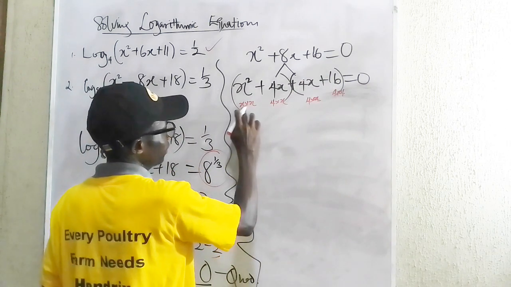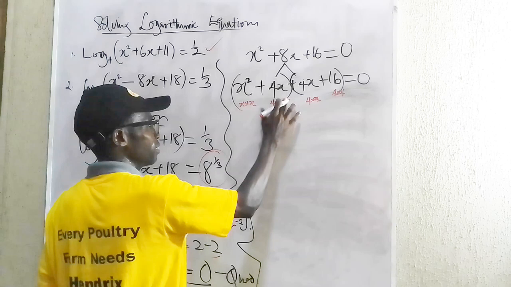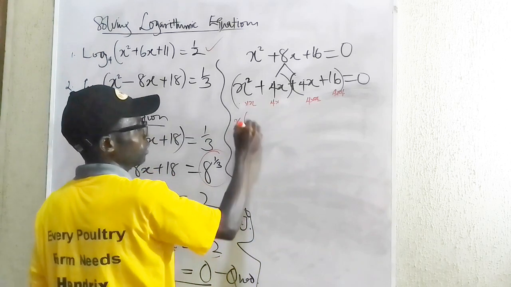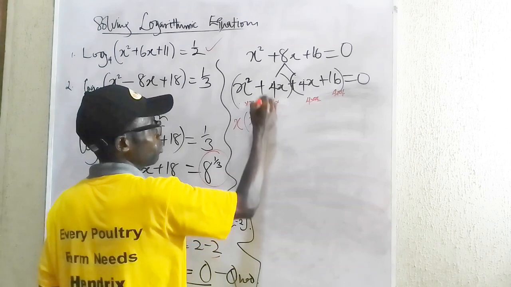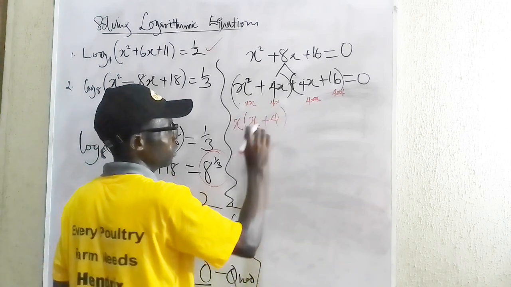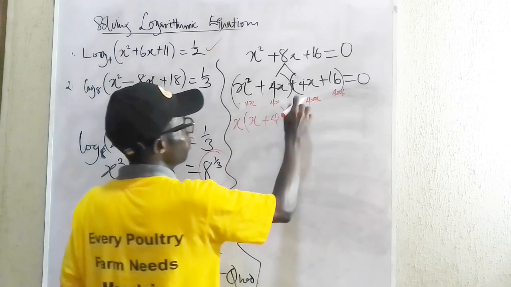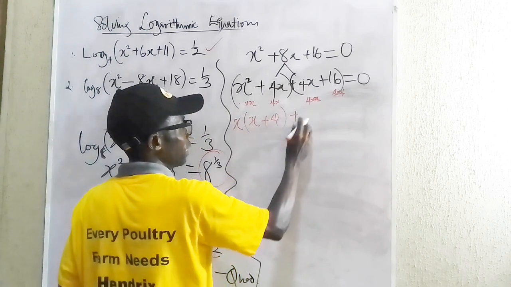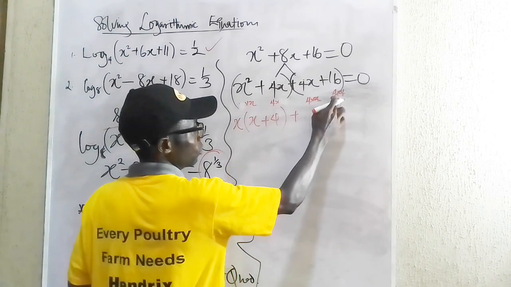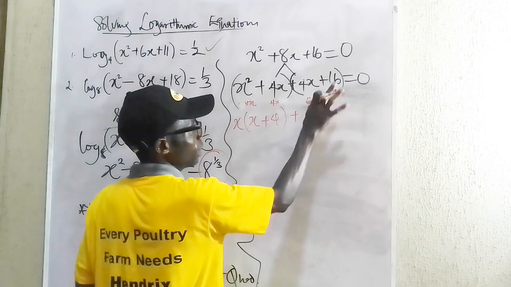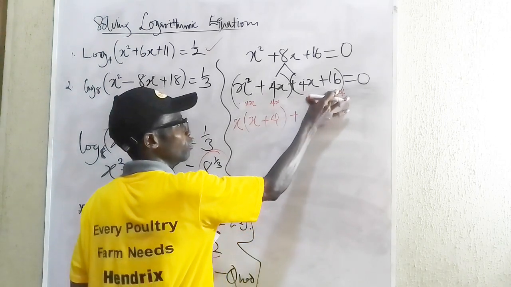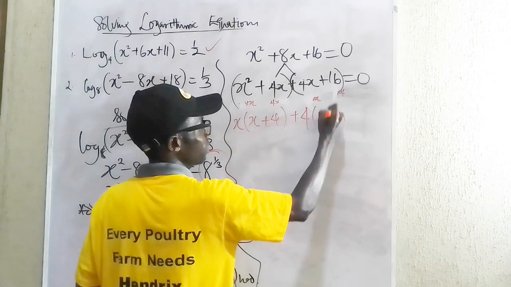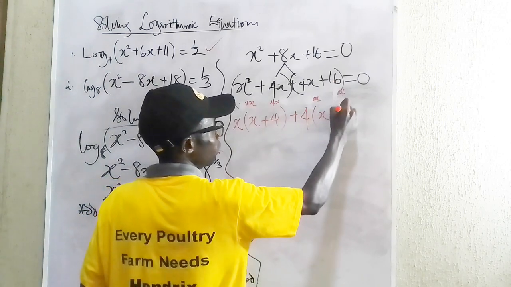So what is here that is also here? I can see x here, and I can see x here. So bring the x out. What remains here? x plus 4. This is done. I come here, the signs here, plus times plus is plus. And then, what is here that is also here? I see 4 here, and I see 4 here. So I bring 4 out. What remains here? x plus 4.